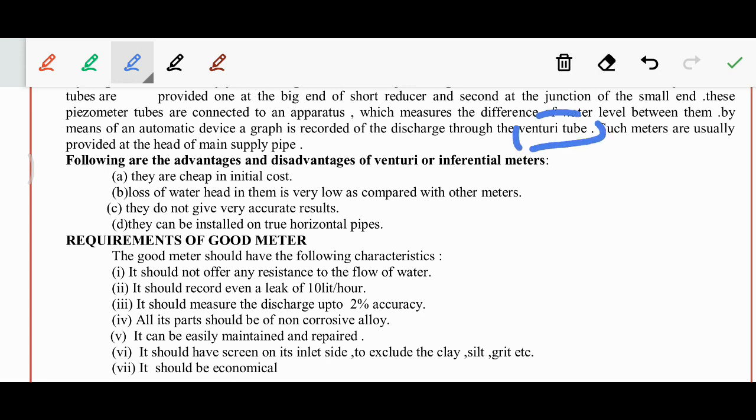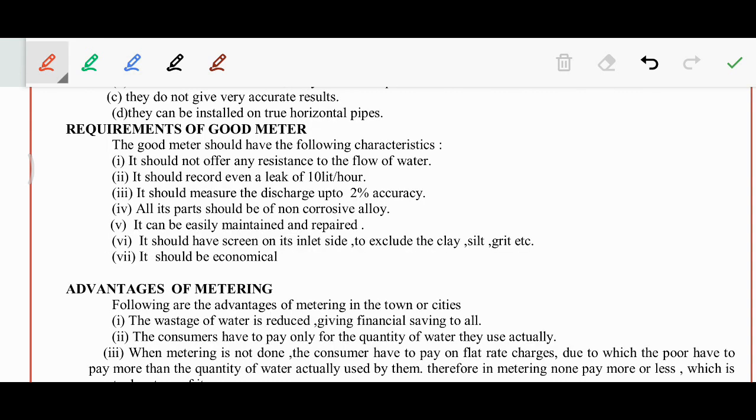Fine. So now what are the requirements of a good meter? What are the characteristics? It should not offer any resistance to the flow of water. Sometimes there is a huge discharge rate of flow, sometimes it is very low. So it should maintain a proper velocity and never offer resistance towards the flow of water.